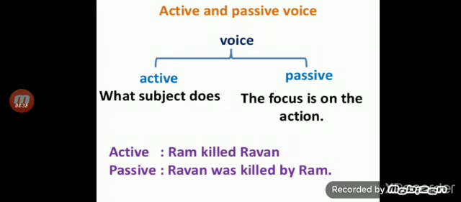In passive voice, the focus is on the action. What is the action here? Killing. So, Ravan was killed by Ram. So passive voice focuses on the action. Something has been done to the subject.